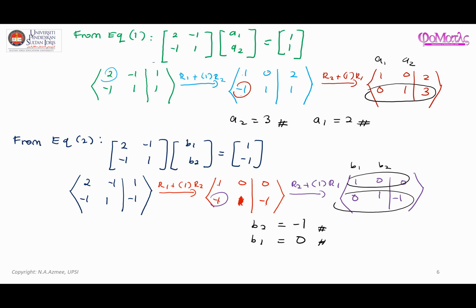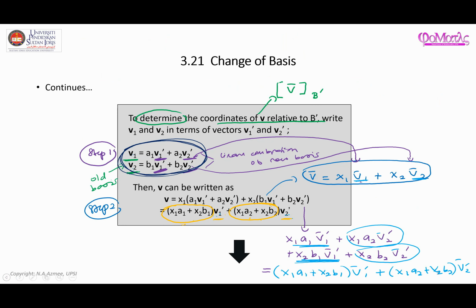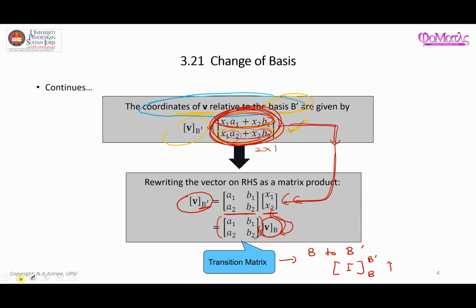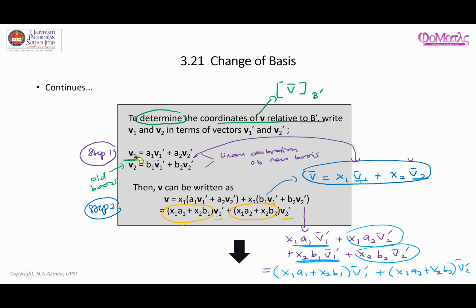Now, what are a1, a2, b1, and b2? Well, if you look at this part here, I'm just going to erase this so that you can see it clearly, okay?